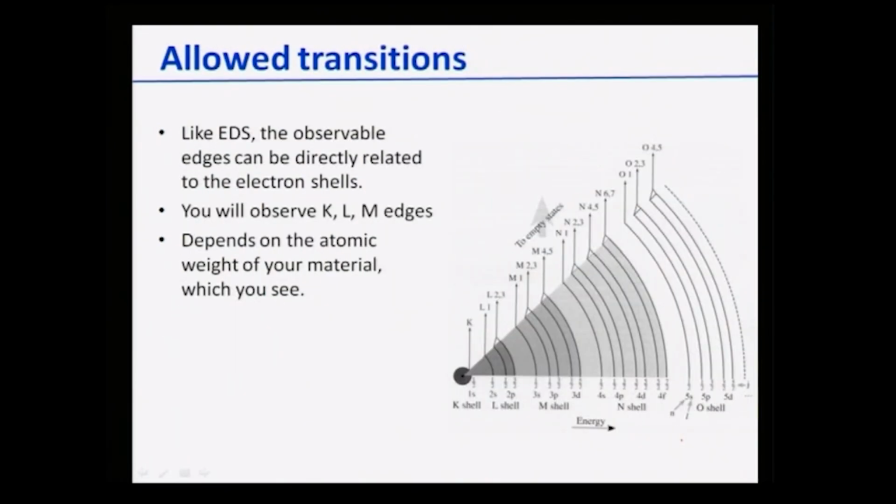That is very dependent upon what kind of transitions you are allowing. Like in EDX, observable edges are directly related to the elemental cells. That means we can always see K, L, M edges in EDS, and depending on the atomic number of the material we see those. But here you can have even intraband transitions, like within the M cells you have M1, M2, M3, M4, or within the N cell N1, N2, N3, N4, N6, N7 like that. So these transitions are also possible. These are actually spin-orbit transitions.